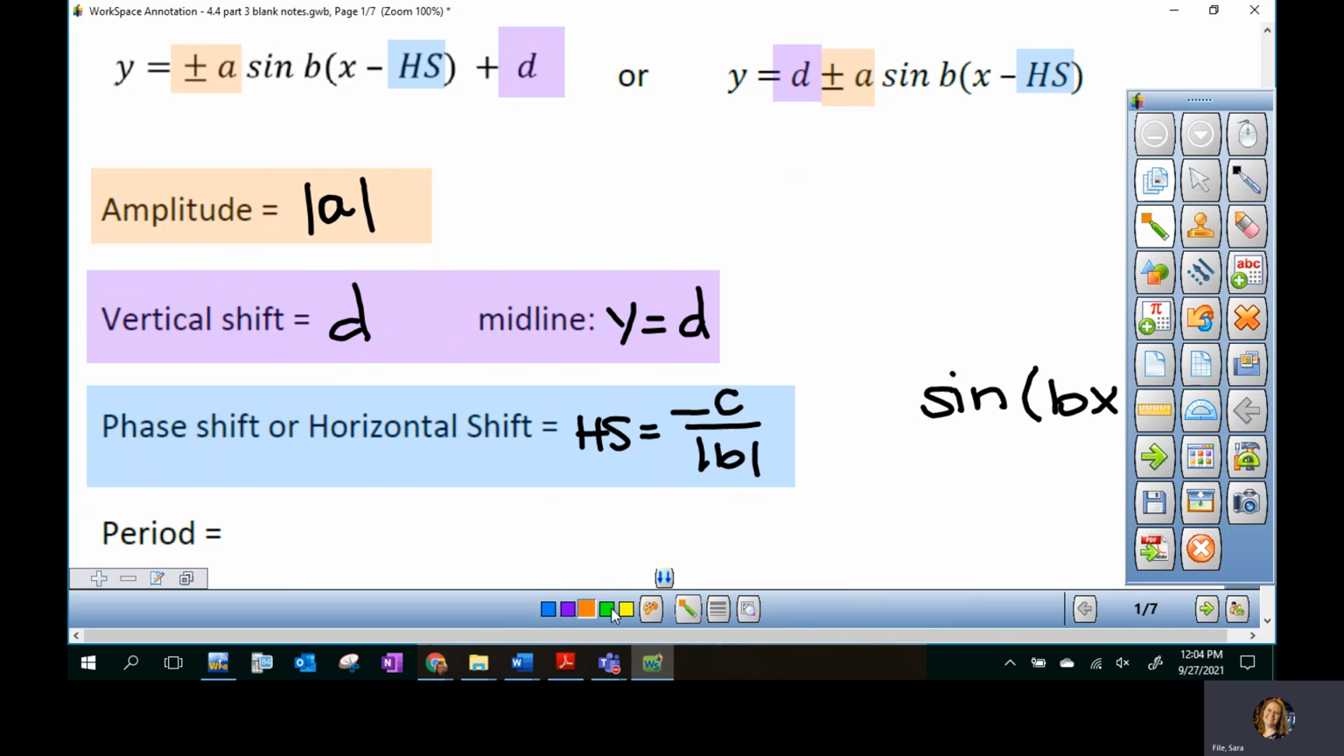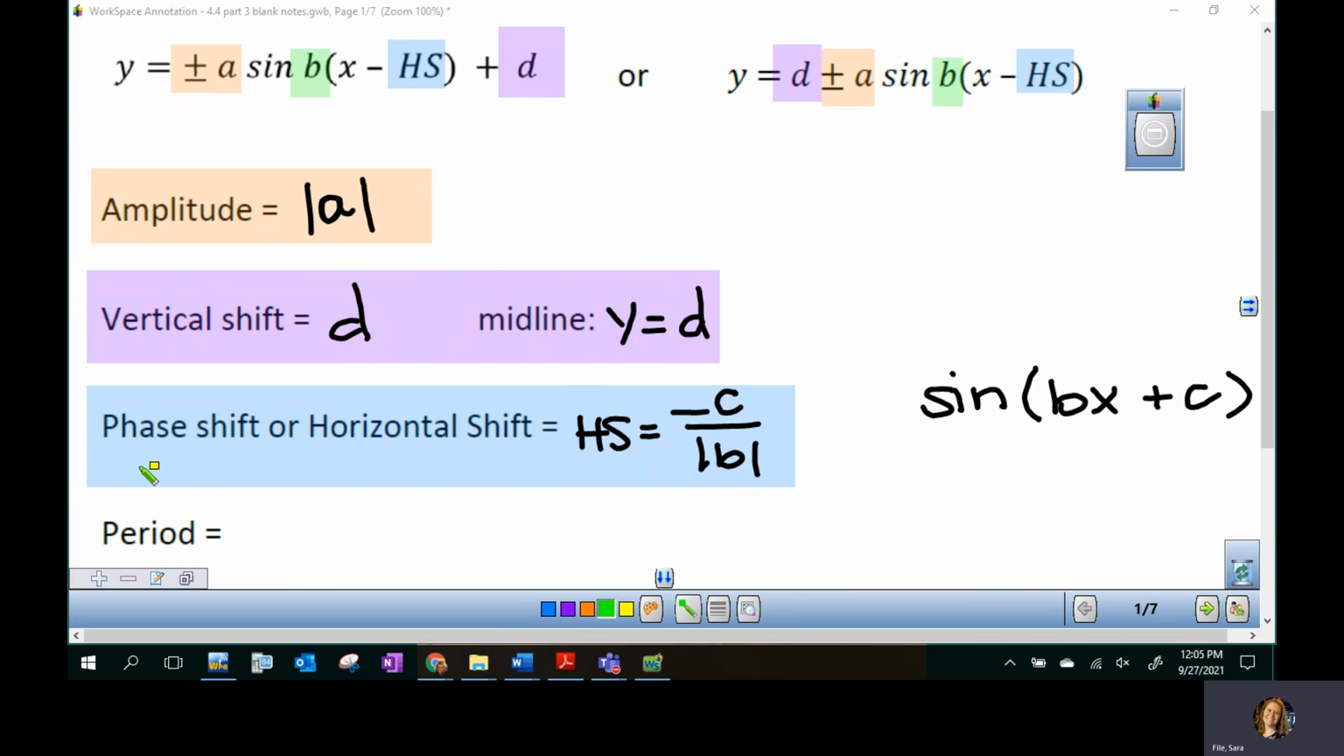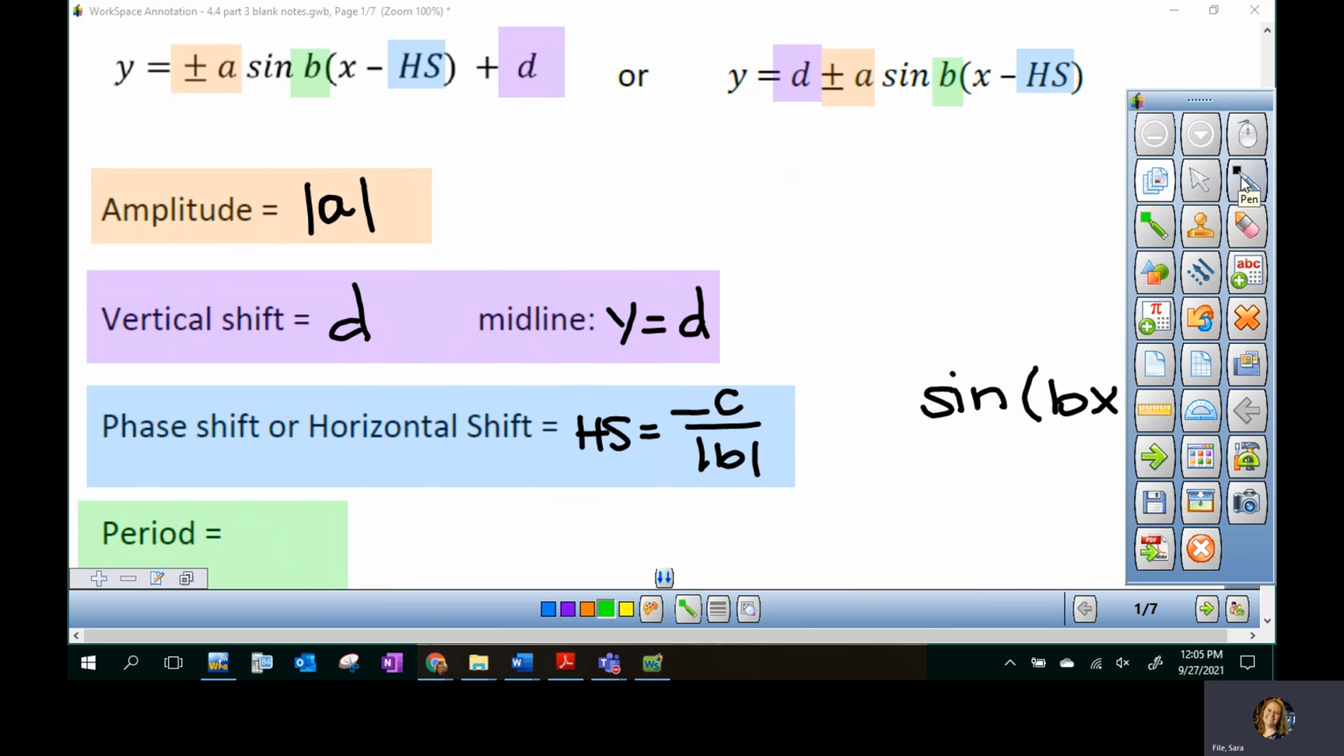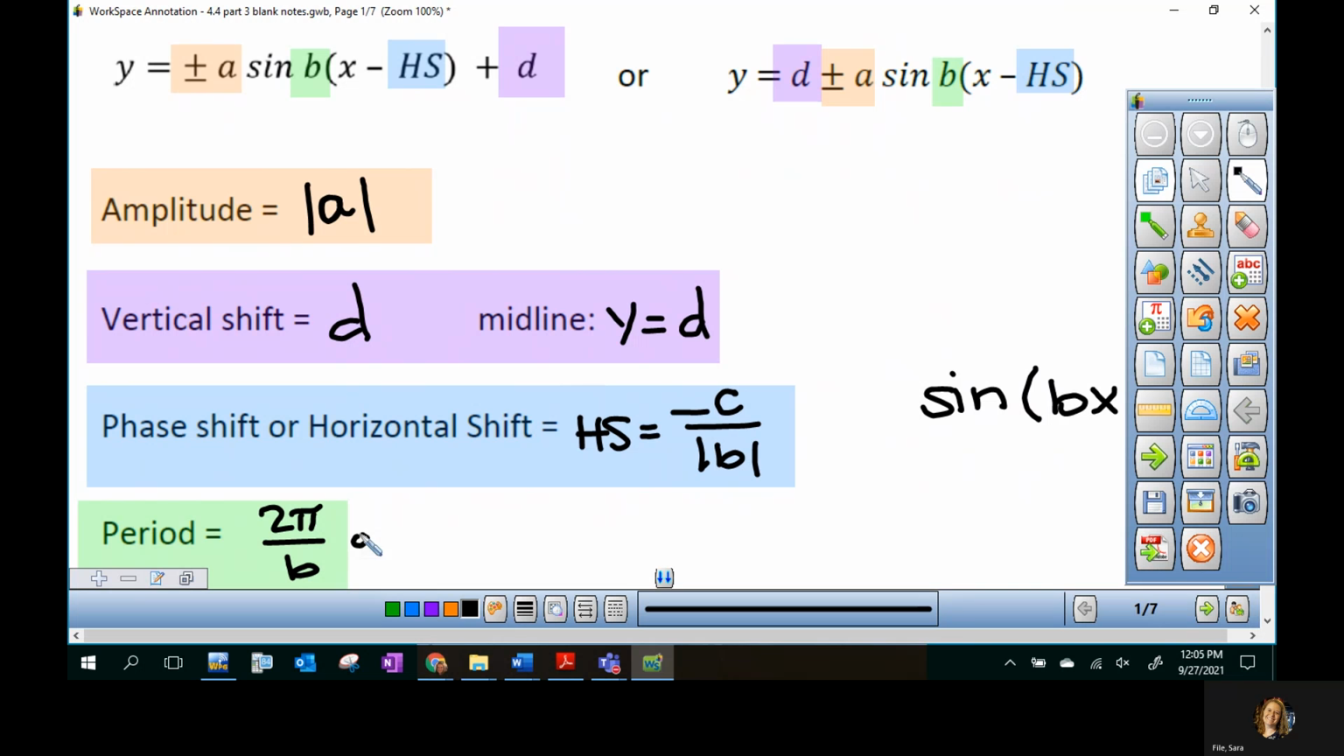And then the last piece in the equation is b, and b is how we determine the period. Remember the period is 2 pi divided by b. Or what would it be if we were in degrees instead of radians? Yeah, 360 divided by b.